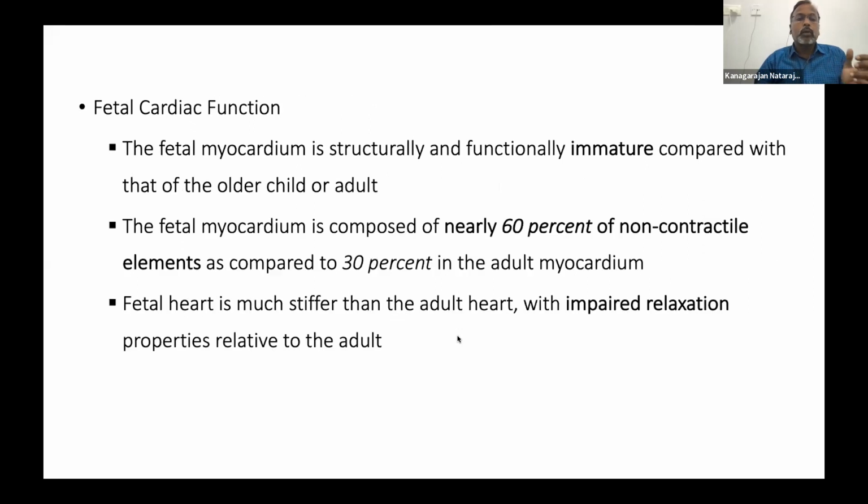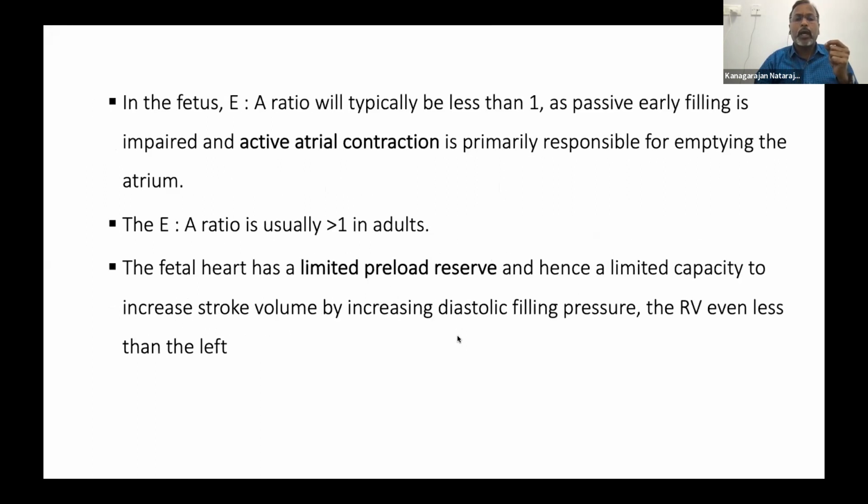Now, there are a few changes or immaturity in the fetal cardiac function, which makes the fetal myocardium unique in its function. One is they are structurally and functionally immature, and they have more non-contractile elements, almost 60%. So they are a little stiffer because there is an impaired relaxing property in the fetal myocardium. So the active atrial contraction is primarily responsible for emptying the atrium. So the active contraction is very important for maintaining the cardiac output.